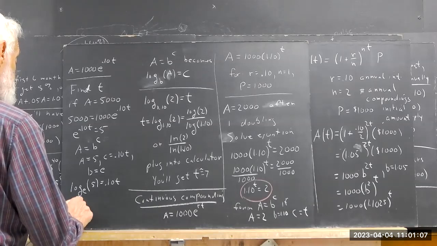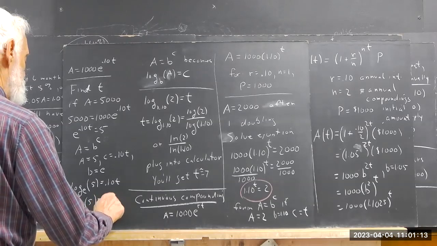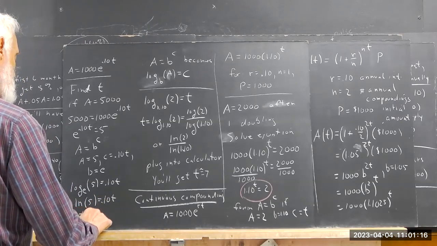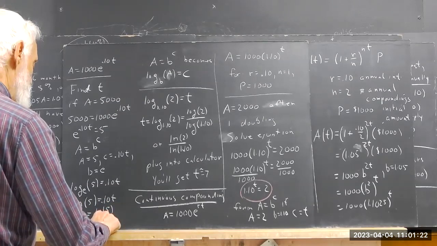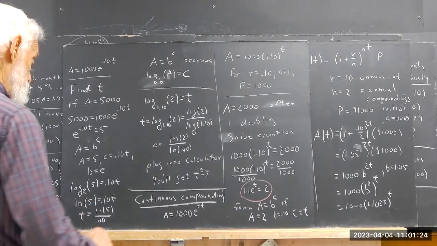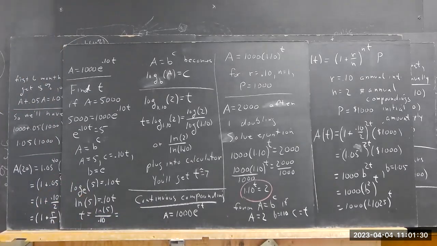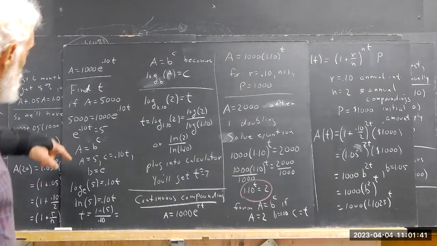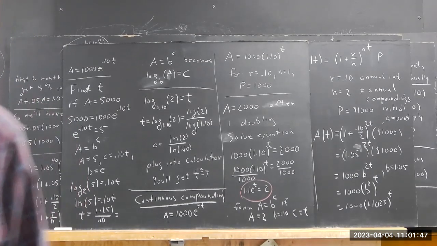Now log base e is natural log. So T is the natural log of 5 divided by 0.10 equals whatever you get. Okay. So the steps are identical to the ones we just did. The only trick here, once you identify your A, B, and C, is to understand log base e is the natural log.